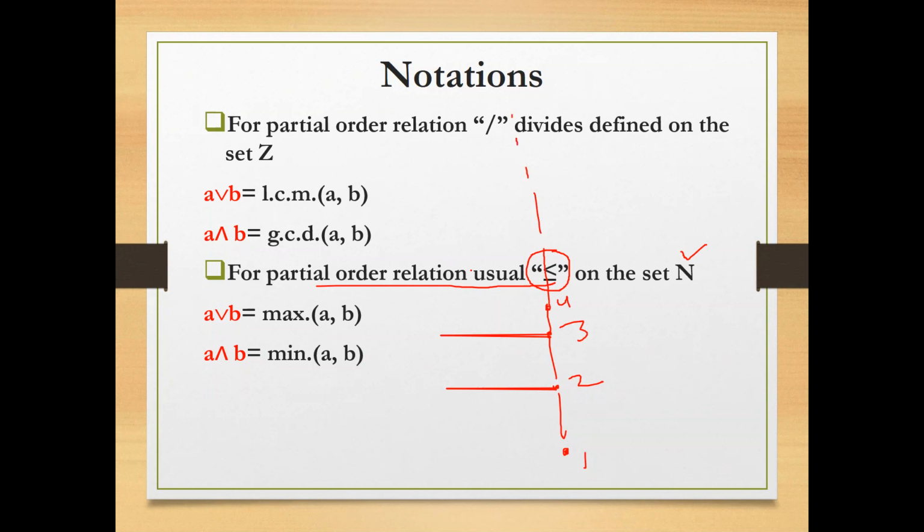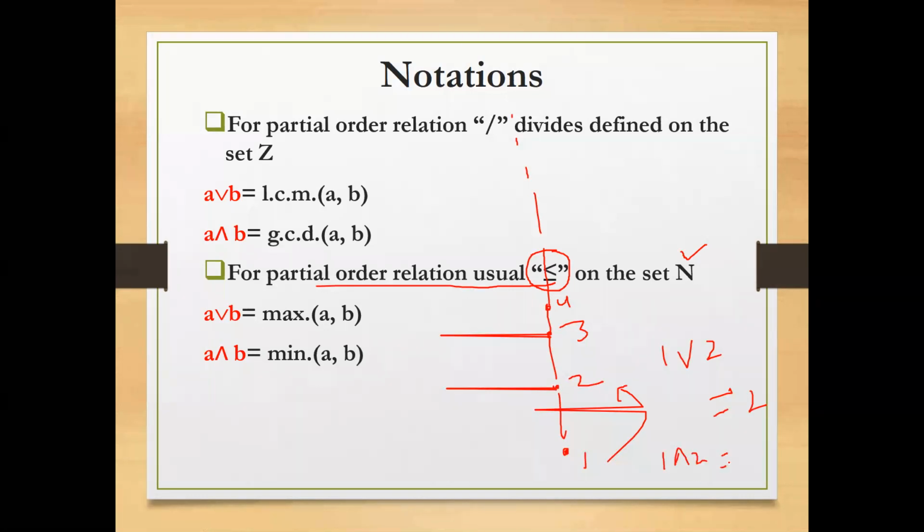This is also discussed in the previous video lectures. So obviously, if I ask you to find the join of 1 and 2, it will obviously be 2, which is the maximum of 1 and 2. And if I ask you to calculate the meet of 1 and 2, it will be the minimum of 1 and 2. So meet is minimum of A, B and join is maximum of A, B.